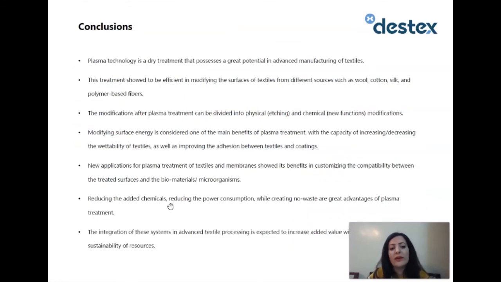So we can conclude that plasma has a lot of potential in the textile industry, and especially because it is a dry treatment and uses a small amount of materials, which makes it resource efficient, it can contribute a huge amount to the sustainability of textile materials.